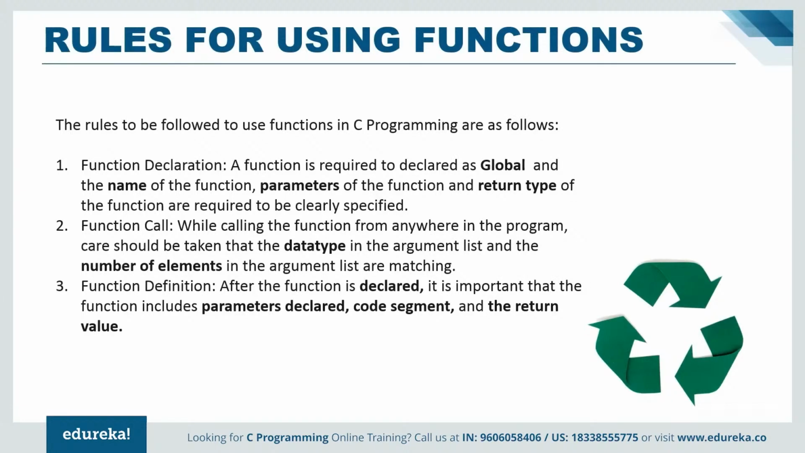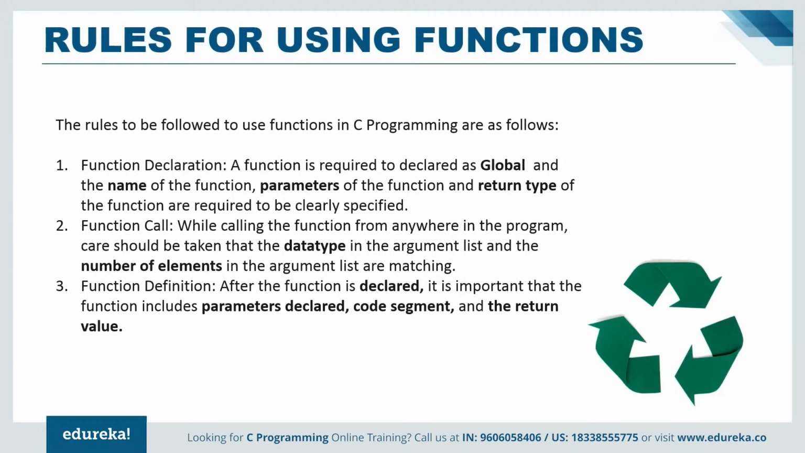The rules to be followed to use functions in C programming are as follows. Firstly, function declaration. A function is required to be declared as global, and the name of the function, parameters of the function, and return type of the function are required to be clearly specified. This means that before you start your main program, you need to declare the functions you're going to use in your program. The name you specify for your function should be clear and readable. It must also include the parameters, the values which you will be passing to the function, and the return type. For example, as we discussed before, if you're performing an addition operation, then it is sure that you'll be getting a result out of it, so whatever return type you're getting should be specified.